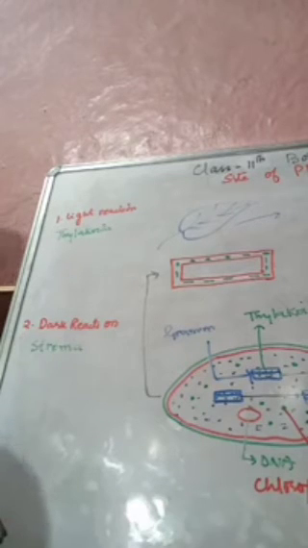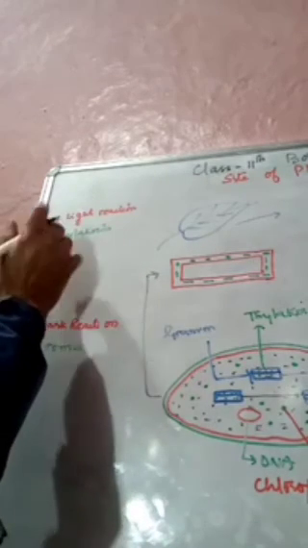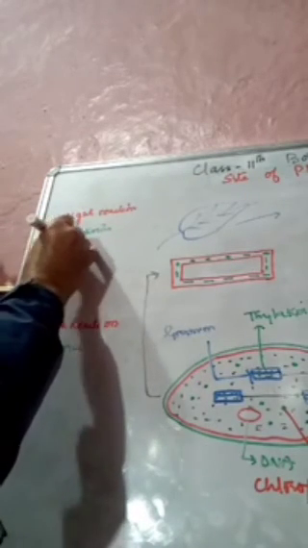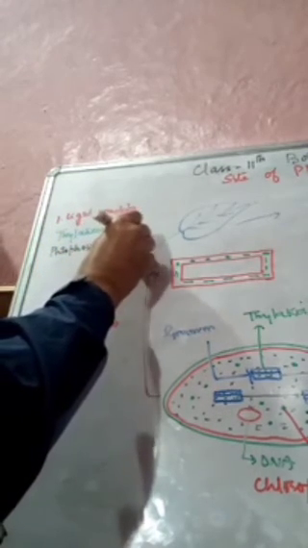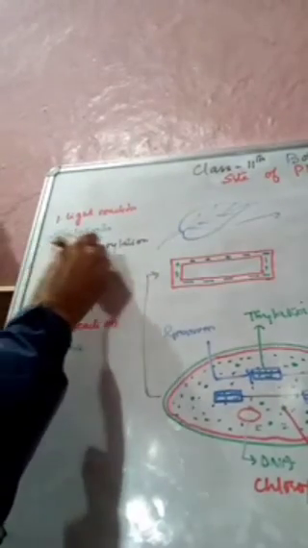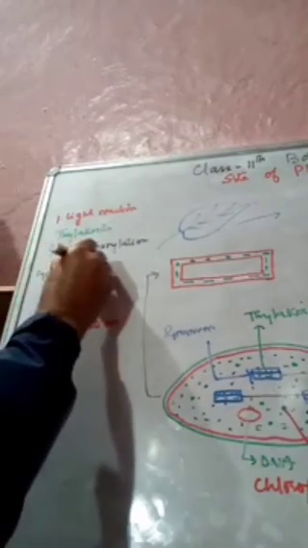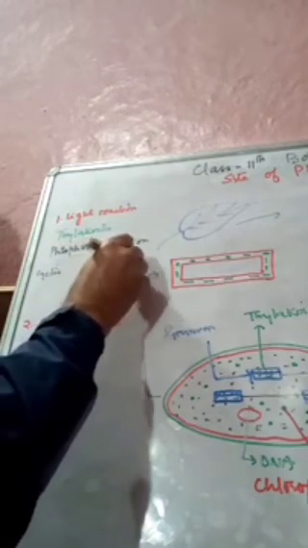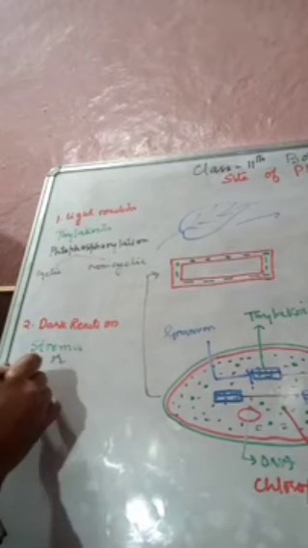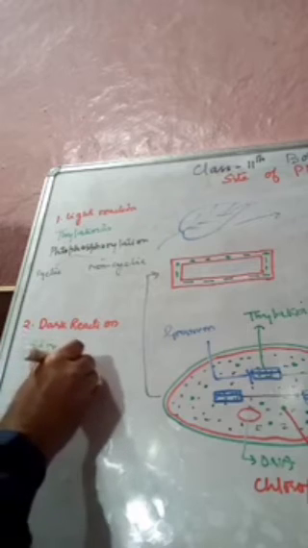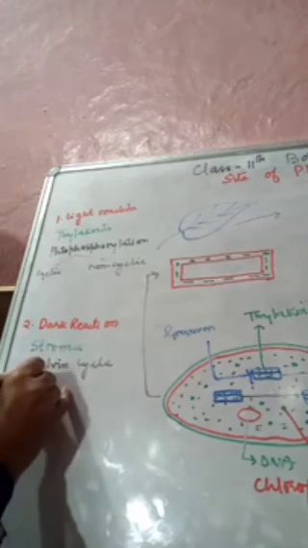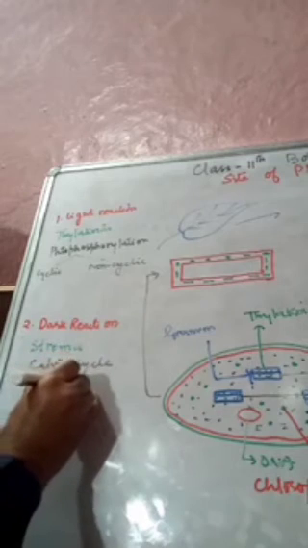Now, the light reaction is also called photophosphorylation, and there are two main types: cyclic photophosphorylation and non-cyclic photophosphorylation. This is also called the Calvin cycle, or the C3 cycle.